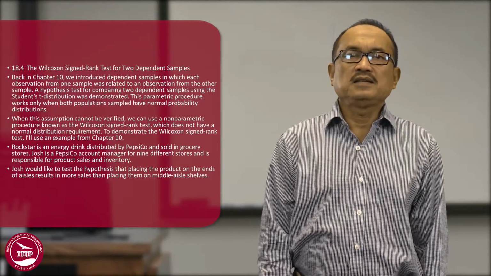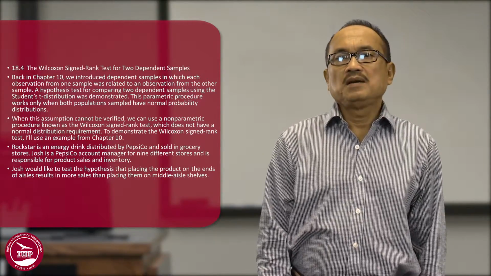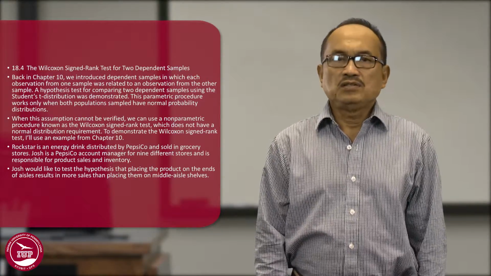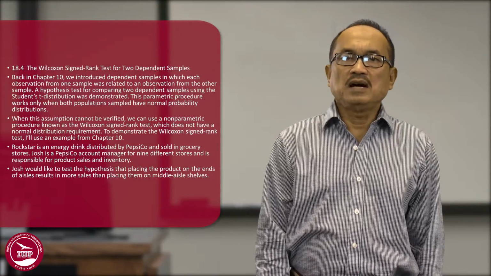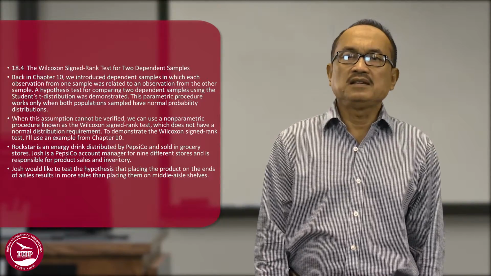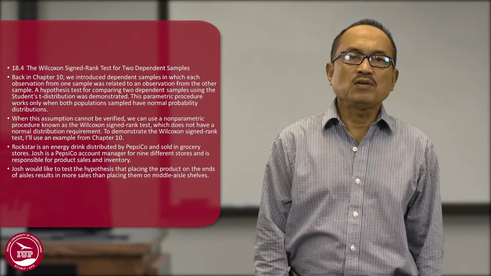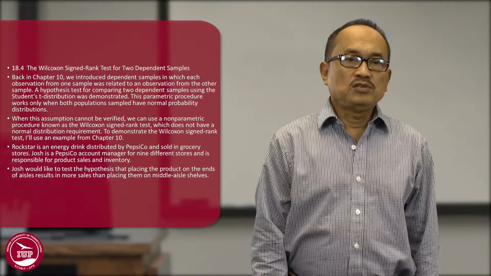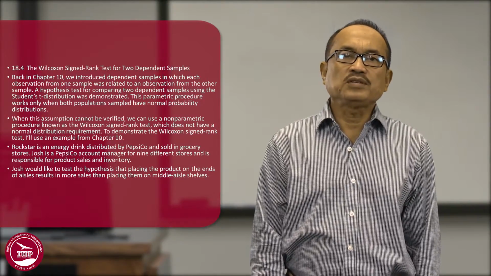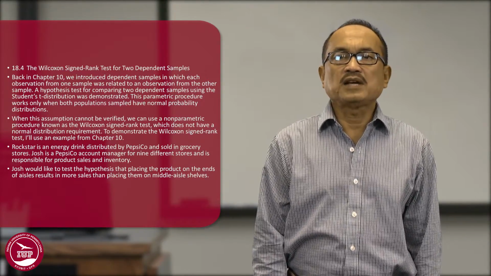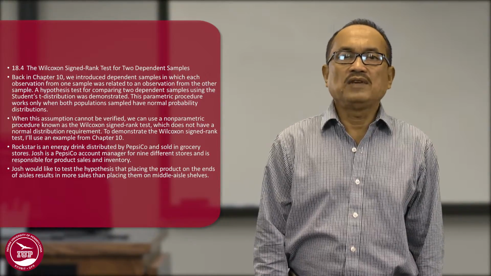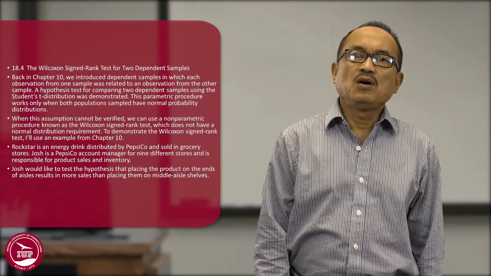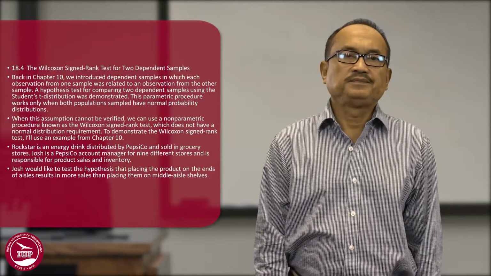Rockstar is an energy drink distributed by PepsiCo and sold in grocery stores. Josh is a PepsiCo account manager for 9 different stores and is responsible for product sales and inventory. Josh would like to test the hypothesis that placing the product on the ends of aisles results in more sales than placing them on middle aisle shelves.